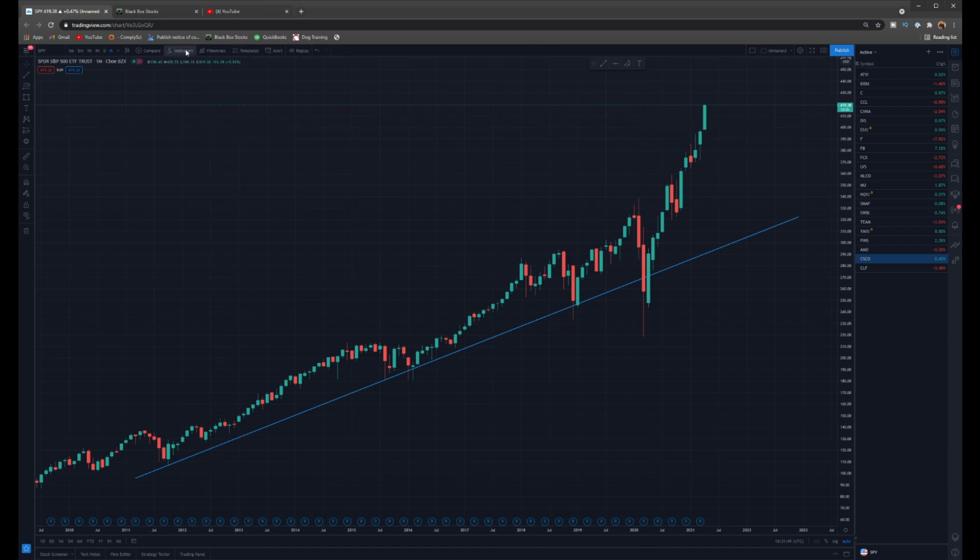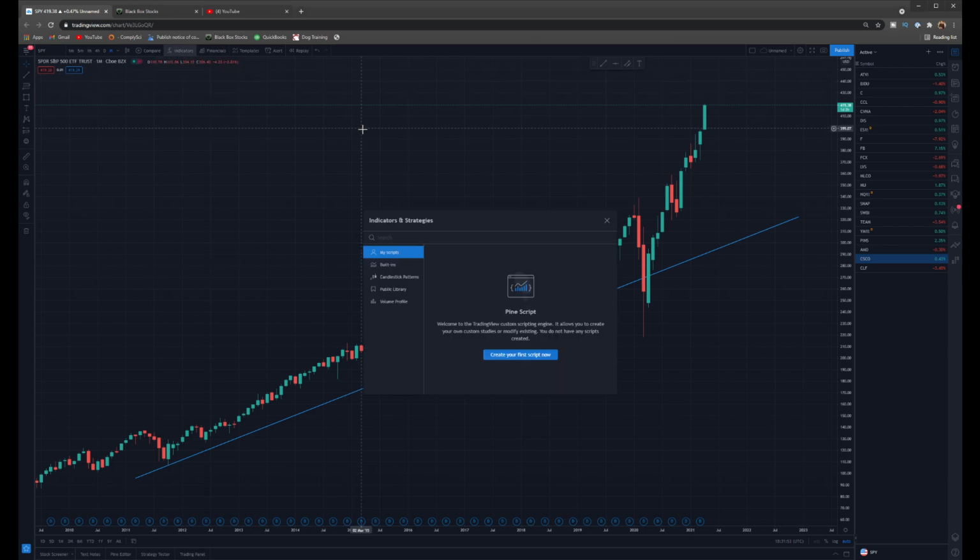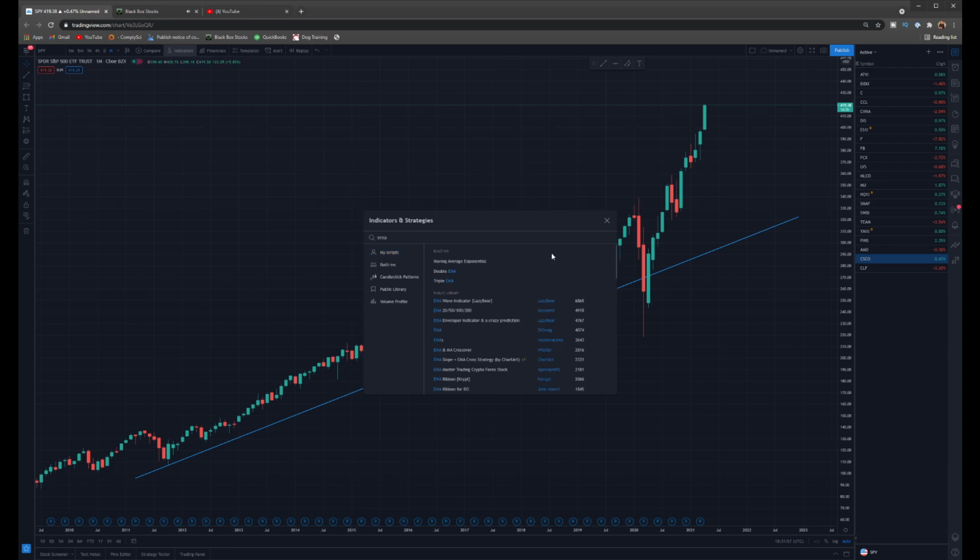However, what you're going to do to set up your EMA is come up here to indicators. You're going to click the indicators tab, and you're going to type EMA or moving average exponential. This is the one you want to use. You're going to click it.